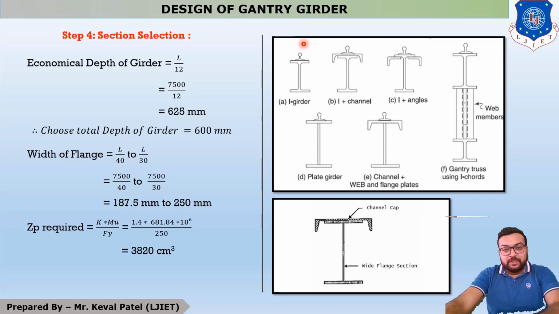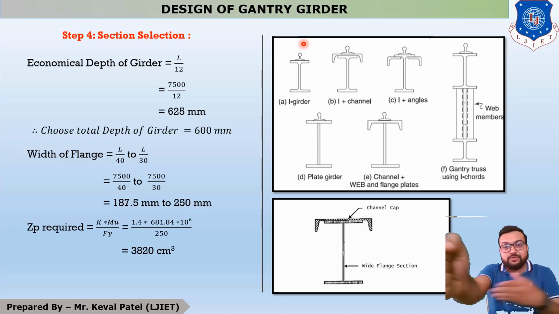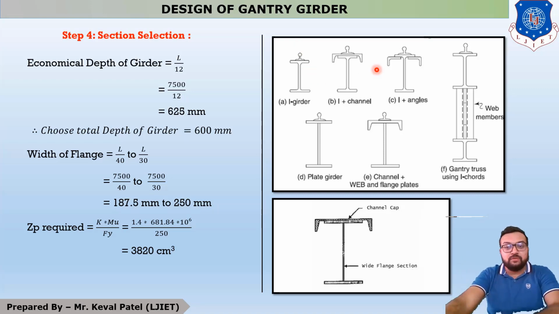Okay, that's why we have to resist the horizontal force. We have to put down our C channel section on the top of the I girder. Now, whenever we have to select an I section, there are two main criteria.